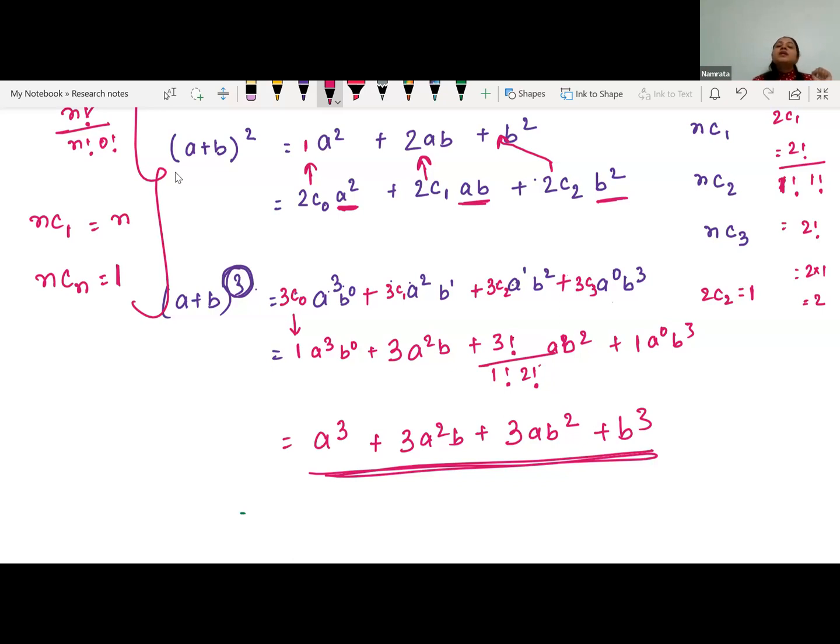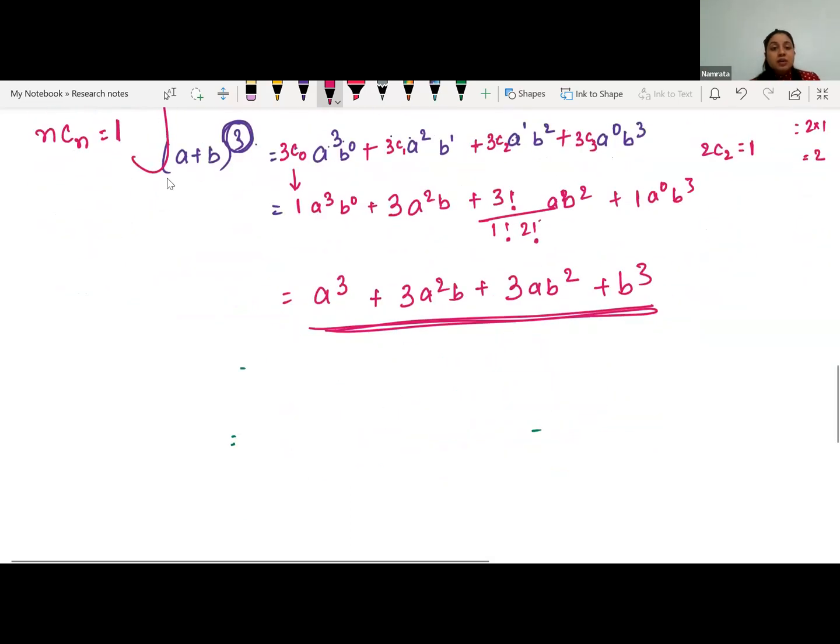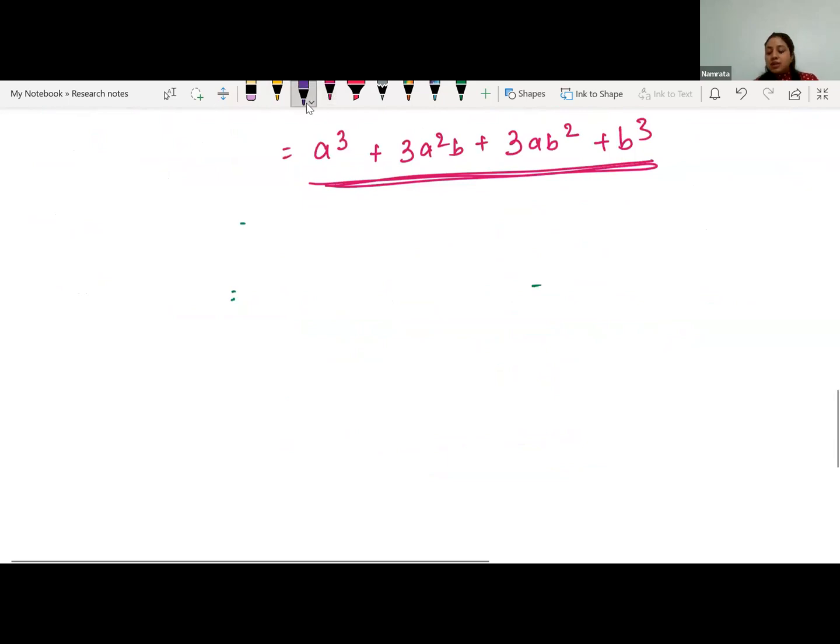This is how we will be getting the coefficient. So this way we can write the expansion of any term. We will be able to write the expansion if we know this rule. Let's say you have to write the expansion of (a + b)^7, then you can write it.